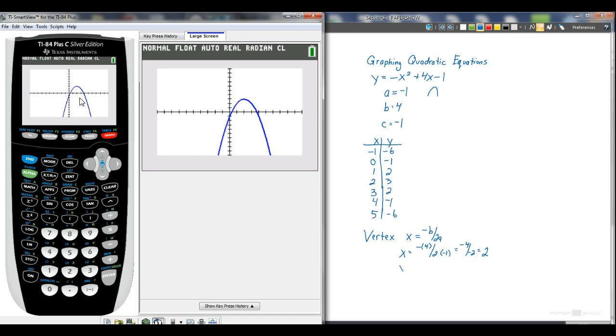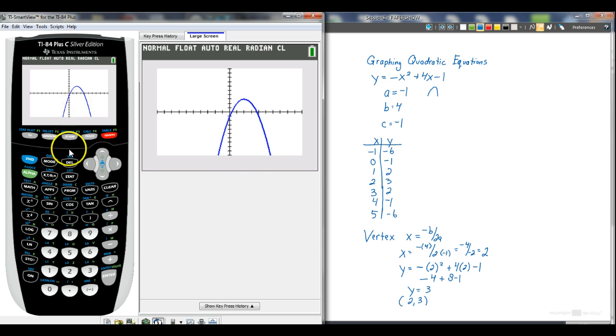And then to find the y coordinate, we're just going to plug that in. So we have negative, and then we plug in 2 and square it, plus 4 times 2 minus 1. So we have negative 4 plus 8 minus 1. So we get y equals 3. So our vertex is 2, 3.